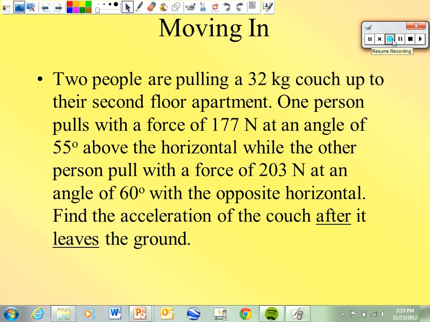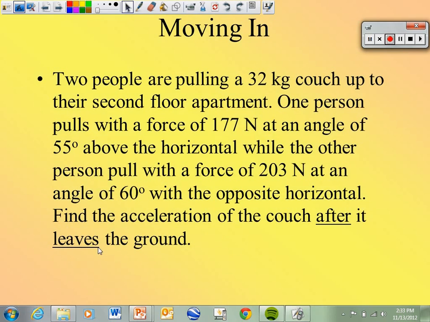This is the moving in example problem from the notes. In this problem, two people are pulling a 32 kilogram couch up to their second floor apartment. They're using ropes. One is pulling with a force of 177 newtons at 55 degrees above the horizontal, while the other person pulls with 203 newtons at 60 degrees above the other horizontal. We're going to find the acceleration of the couch after it leaves the ground.